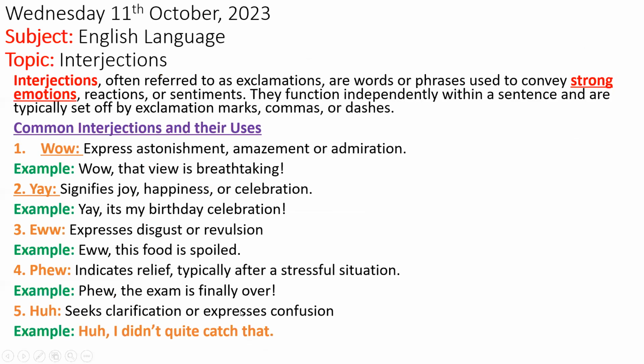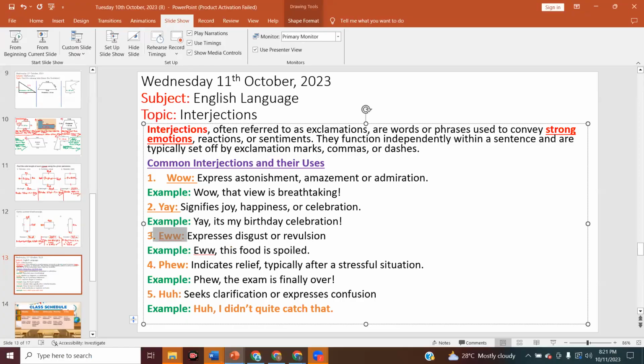So tell me, Chardonnay, why would we use wow in a sentence? Express astonishment, amazement, or admiration. Admiration, very good. Tanaz, why would we use hey? Signifies joy, happiness, or celebration. Very good. Dion, why would we use ew? To express disgust. Express disgust. All right.